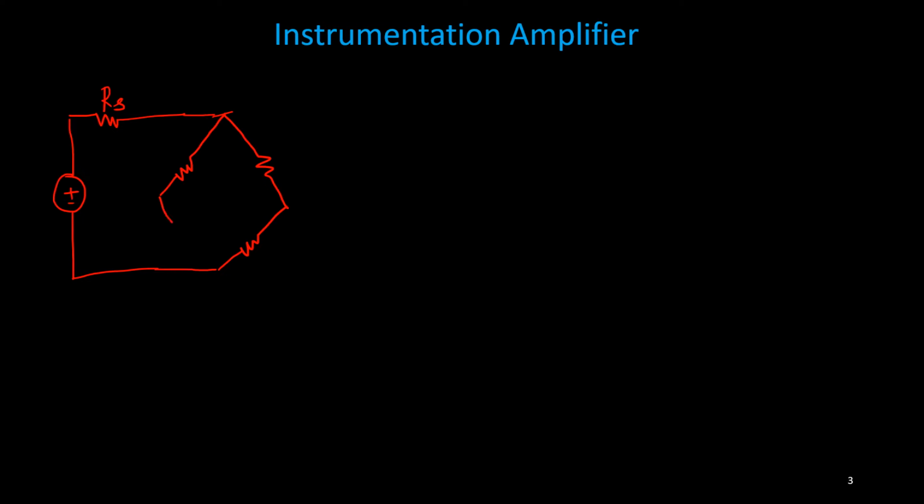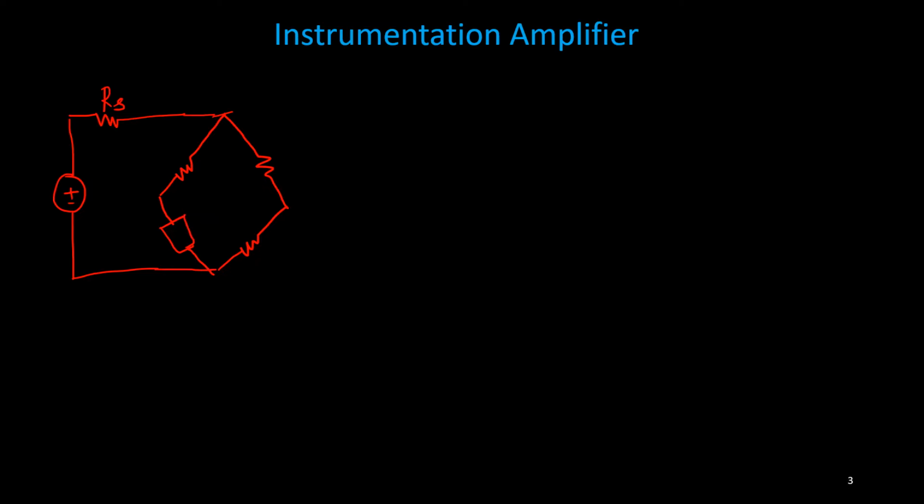So I'll consider one source. This is a DC source used in a bridge network to excite the bridge network. This one is a Wheatstone bridge, and here suppose I'll use one sensor.